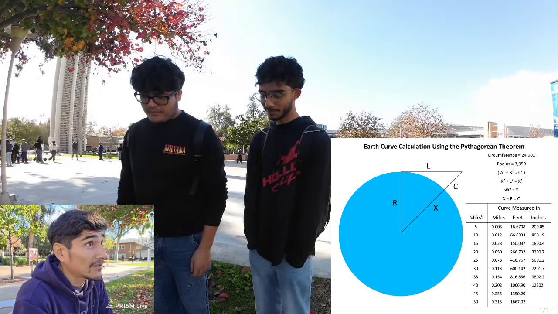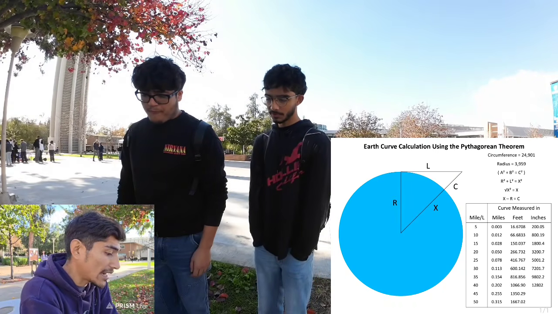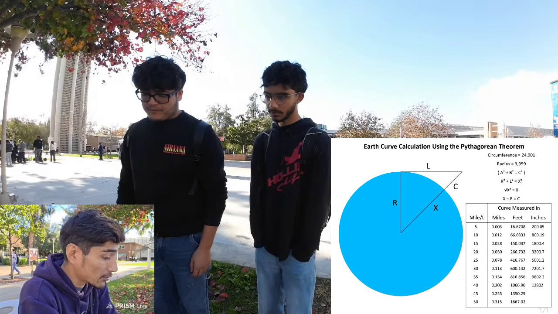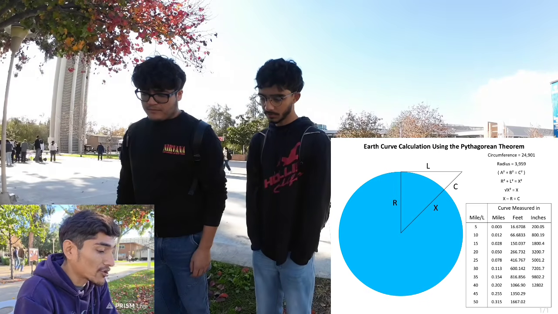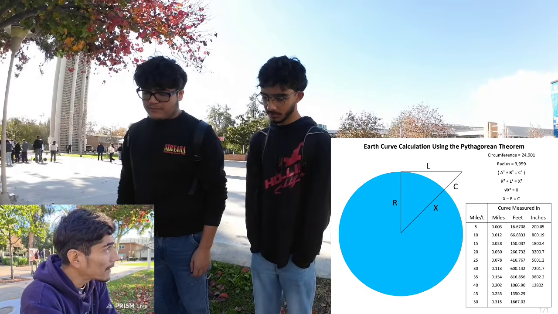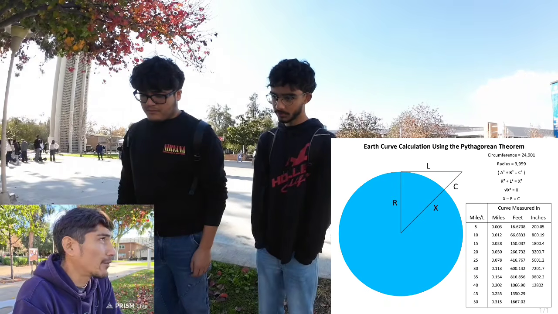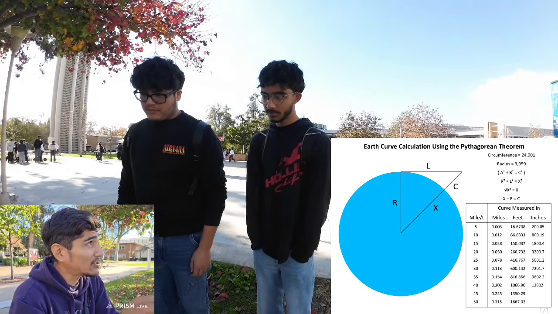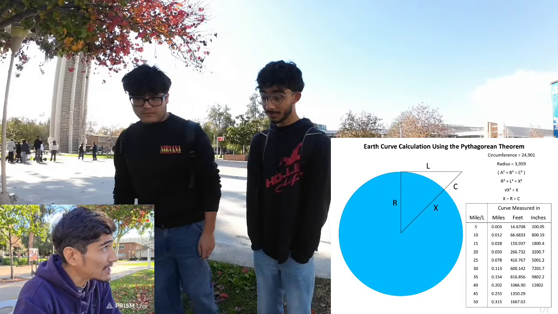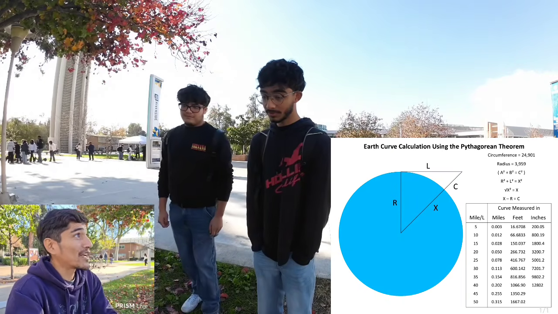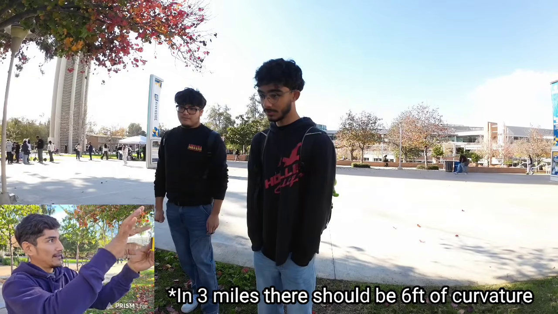So based on the radius of the Earth and using a simple calculation like the Pythagorean theorem, a squared plus b squared equals c squared, we can calculate how much curvature there should be. This is the formula. Based on the numbers they're giving us, there should be 8 inches per mile squared. In the first mile, there should be an 8-inch curve. Second mile, 32 inches. And by the third mile, it should be 6 feet of measurable curvature, right?